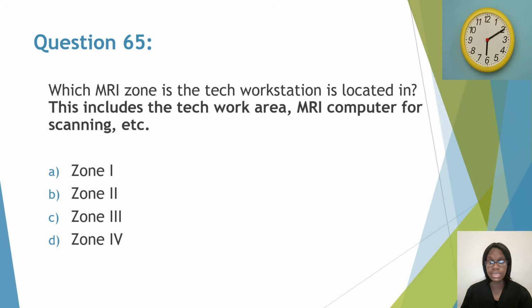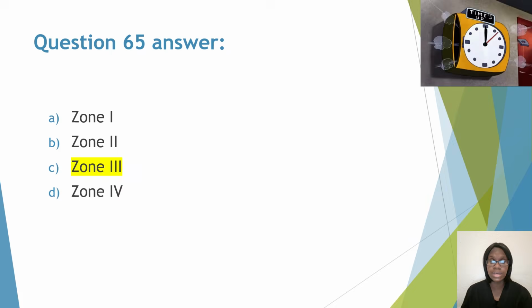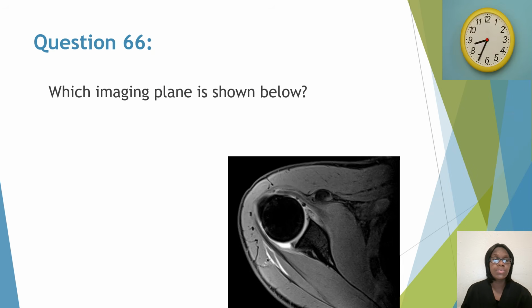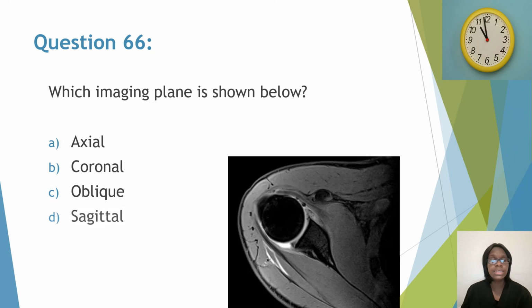The correct answer is C. Zone 3. Question 66. Which imaging plane is shown below? A. Axial. B. Coronal. C. Oblique. D. Sagittal.